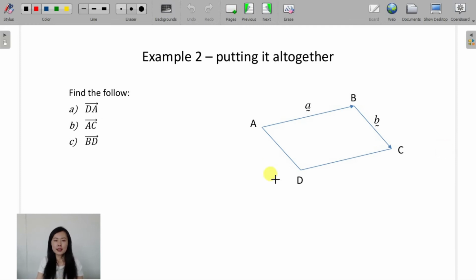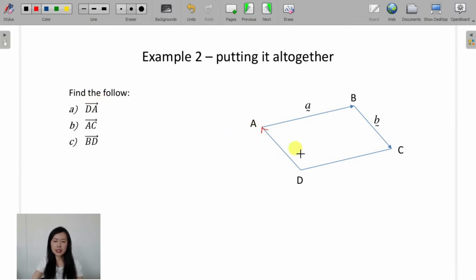This one. We've got two vectors here, so AB and BC, they represent A and B. And we want to find DA. Okay, so D pointing towards A. So that's how you read that, right?